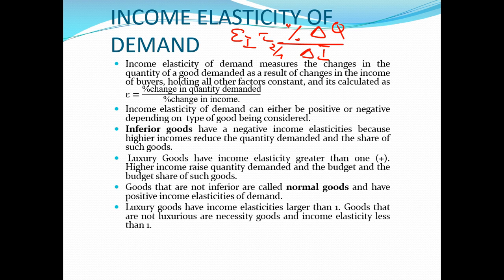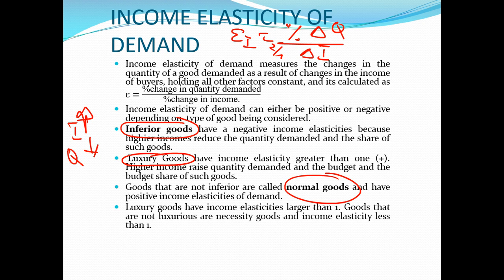But this depends on the nature of the good we are dealing with. Are we dealing with an inferior good, or a normal good, or maybe a luxury good? Okay, so what we know is that an inferior good is a good that has a negative income elasticity. Why is that the case? It's because with an inferior good, an increase in income will lead to a drop in the quantity that you are buying because the good is inferior.